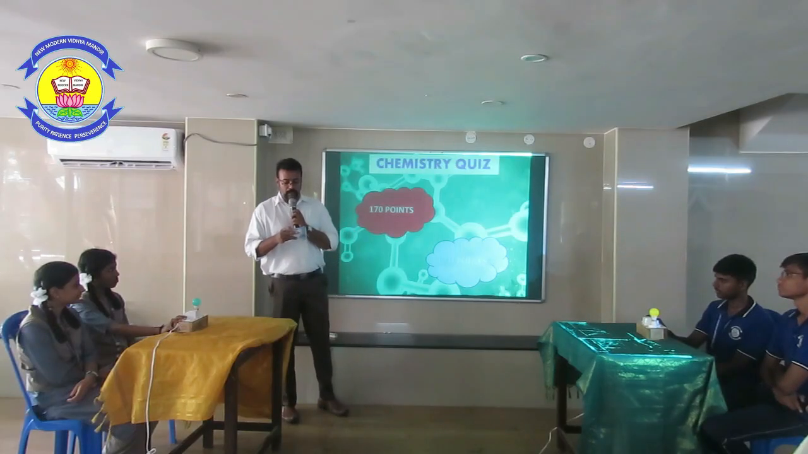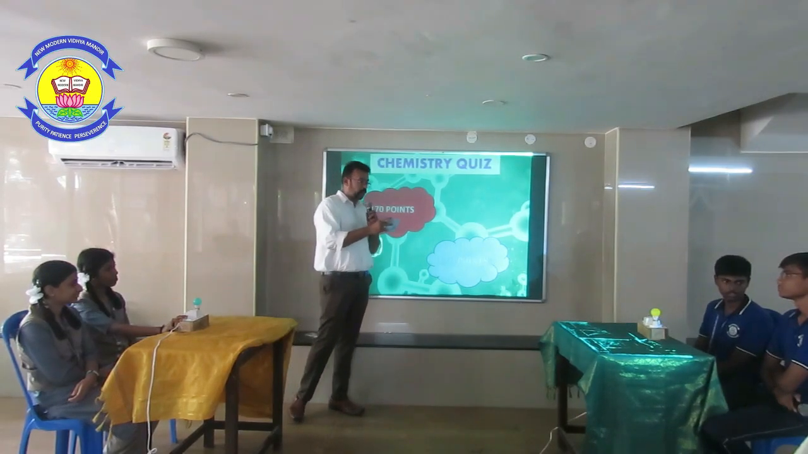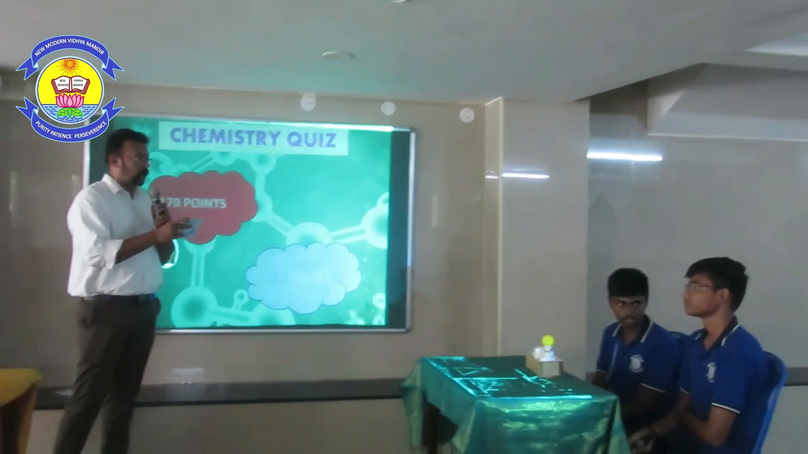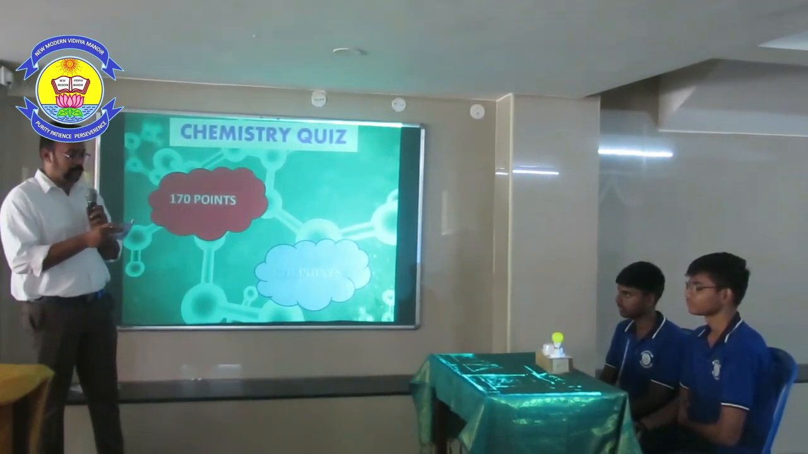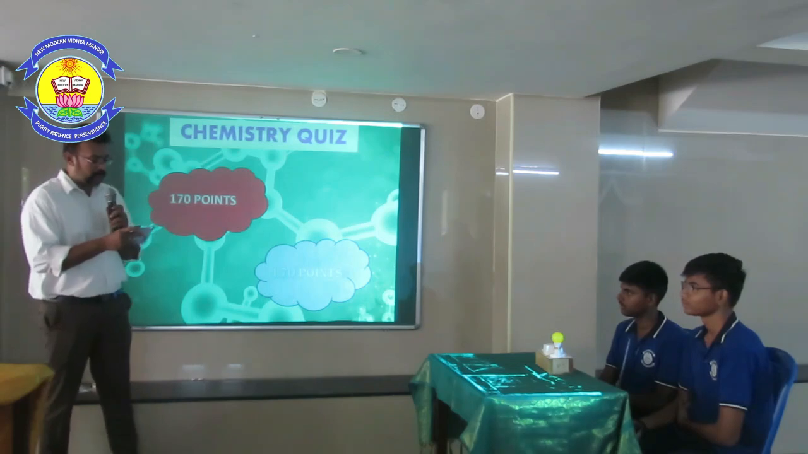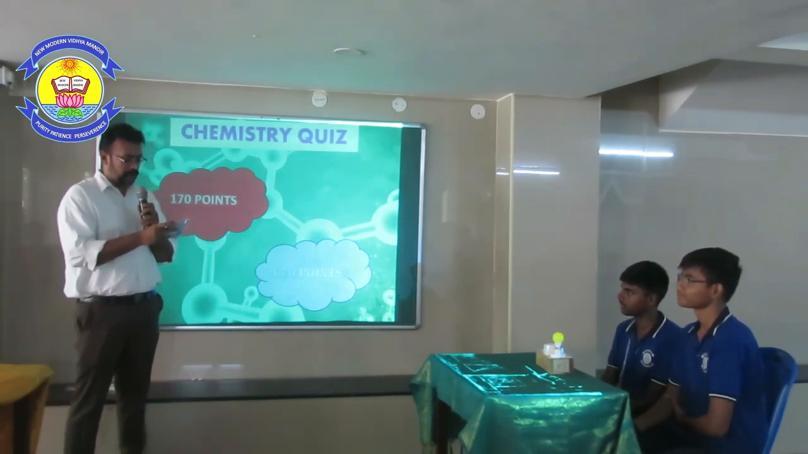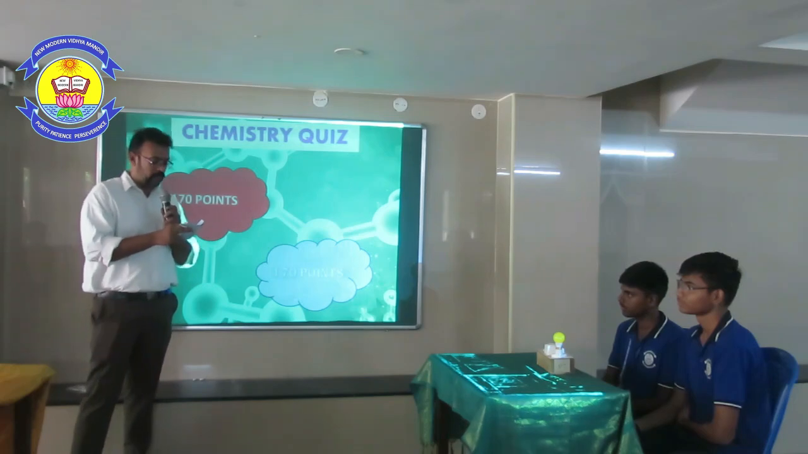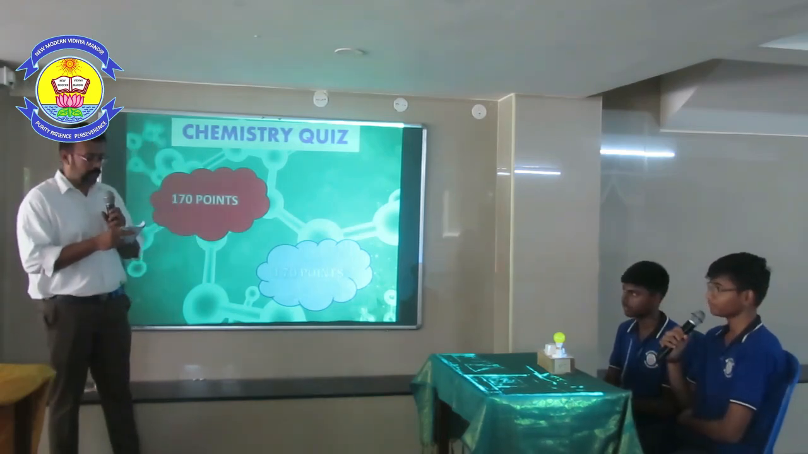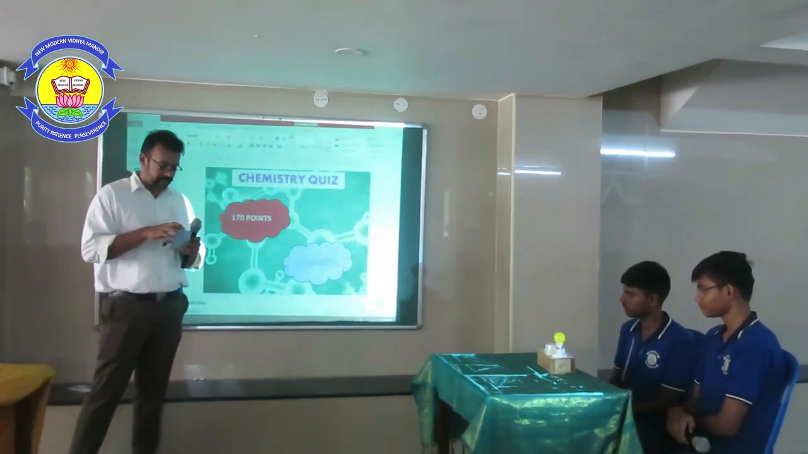Which of the following compounds on reaction with methyl magnesium bromide will give a tertiary alcohol? Options: benzaldehyde, propionic acid, methyl propionate, acetaldehyde. Methyl propionate. 5 points.